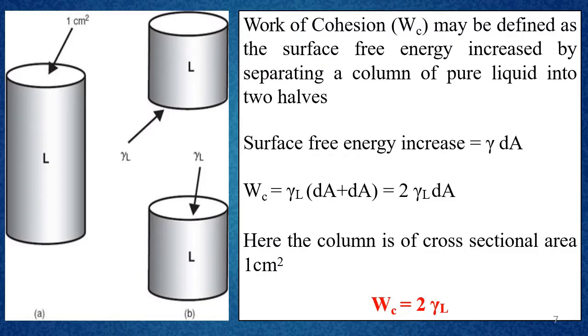In spreading coefficient, two major points come. First one is work of cohesion and work of adhesion. I would like to start with work of cohesion. Work of cohesion, denoted by WC, may be defined as the surface free energy increase by separating a column of pure liquid into two halves. Surface free energy increase is gamma dA, and WC is equal to gamma L dA plus gamma L dA, which is equal to 2 gamma L dA. Here the column is of cross sectional area 1 centimeter square. WC is equal to 2 gamma L.